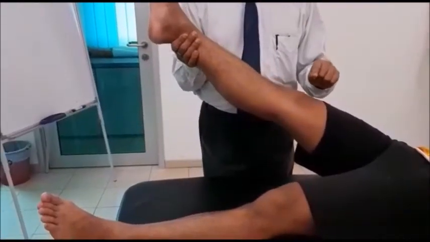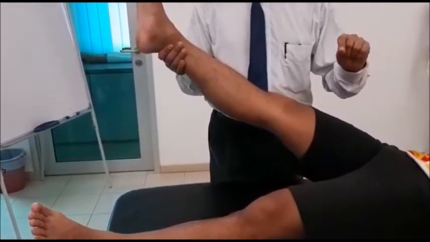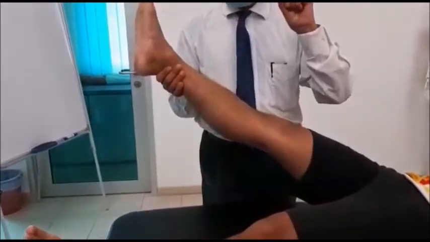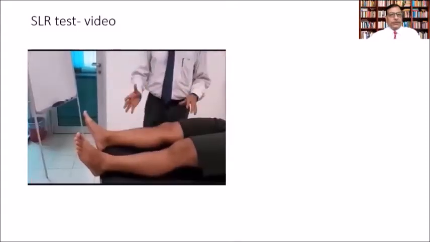That means that there is a compression of the lower roots, or the lower lumbar roots have been impinged or are under pressure. When you raise a straight leg with the knee extended, you are flexing the hip, and pain should come in the range of 0 to 60 degrees. If it comes, the SLR test or straight leg raise test is positive. It means there is compression of the nerve root.